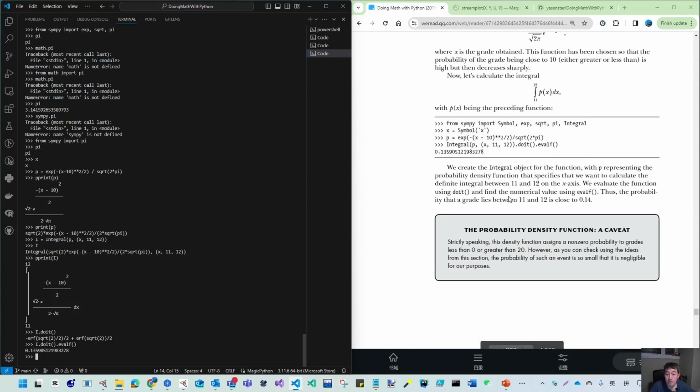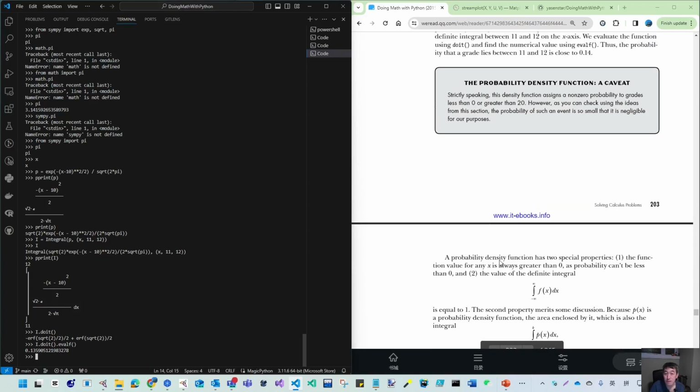So we create this integral object for the function, with p representing this probability density function, that specifies we want to calculate the definite integral between 11 and 12 on the x-axis. Then it's evaluated using this evalf function, using this dot, and find the numerical value using this one. So the probability is about 14%.